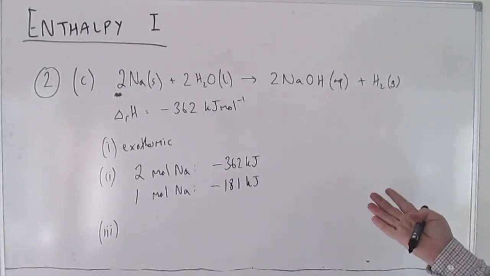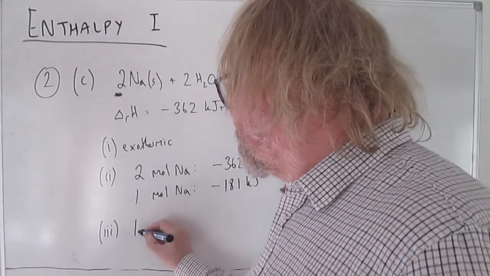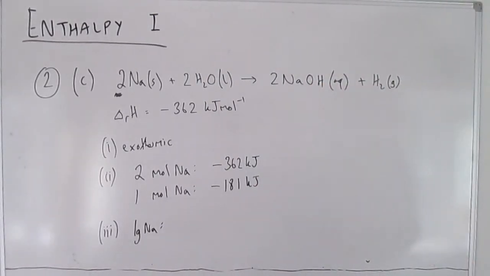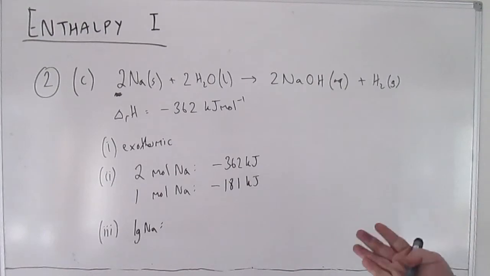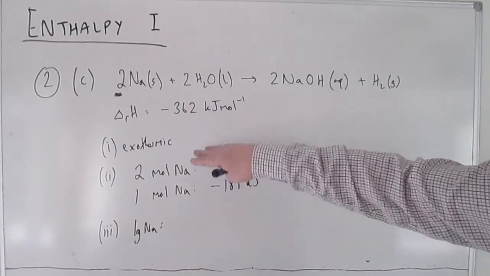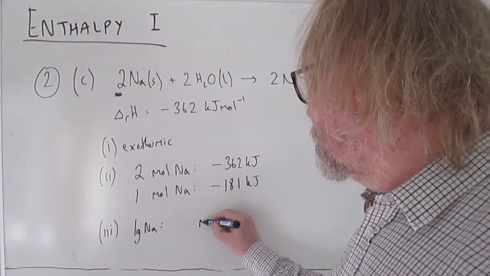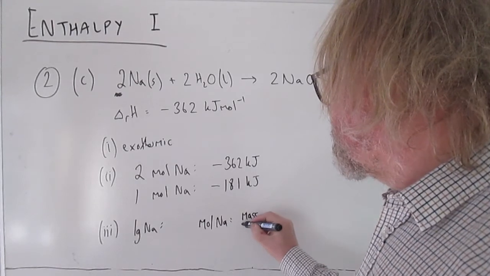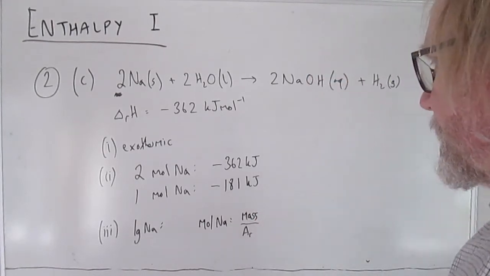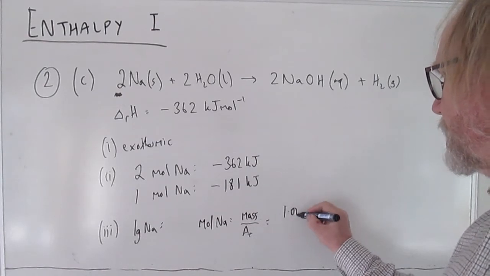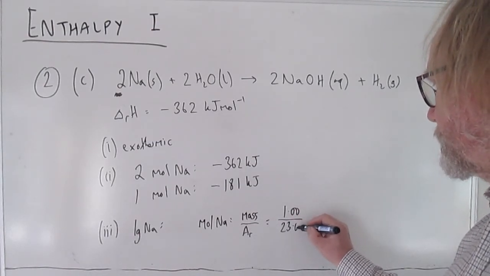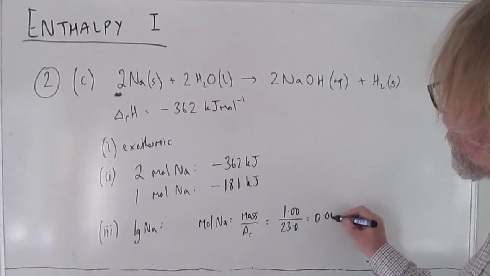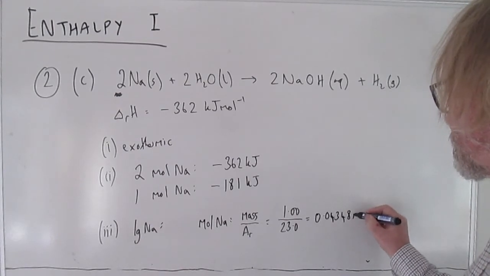In part 3, it wants the enthalpy change when 1 gram of sodium reacts. So as always in chemistry, when you see mass, you think, oh, that probably needs to be turned into moles to do anything useful, and clearly that's the case here because we only know the enthalpy change in relation to moles. So the first job is to find the moles of sodium, which is mass over Mr in general, but mass over Ar because it's just a metallic element, which is 1 over 23.0, which comes to 0.04348 moles.